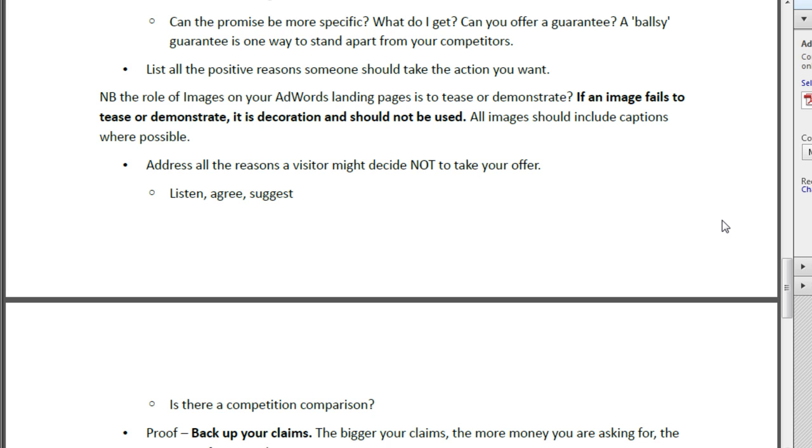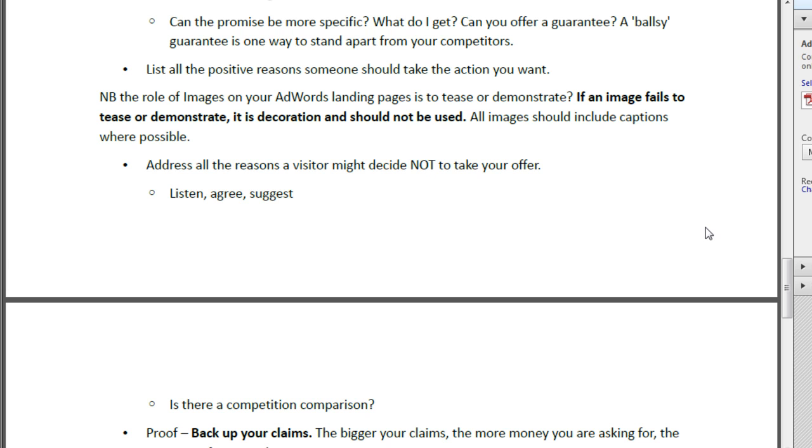I put a note on here about images. Images should be used selectively on AdWords landing pages. They should be relevant to the product that you're selling, so product images should be high quality, and really all images on your landing pages should either tease or demonstrate. If an image fails to tease or demonstrate, then it is decoration and should not be used.